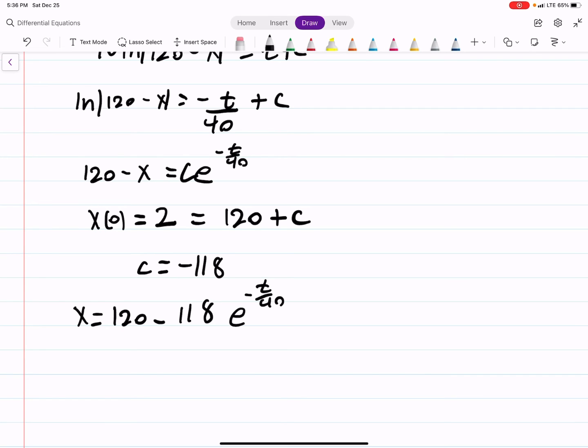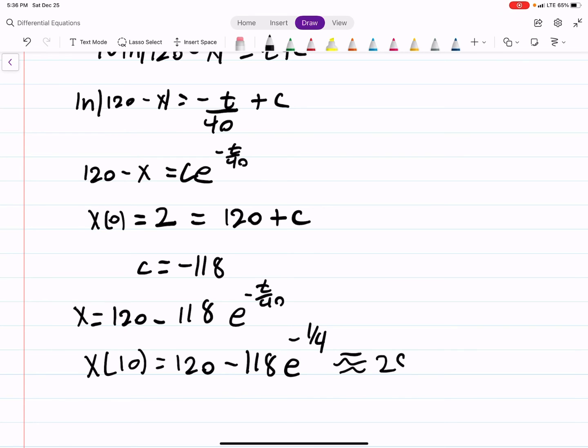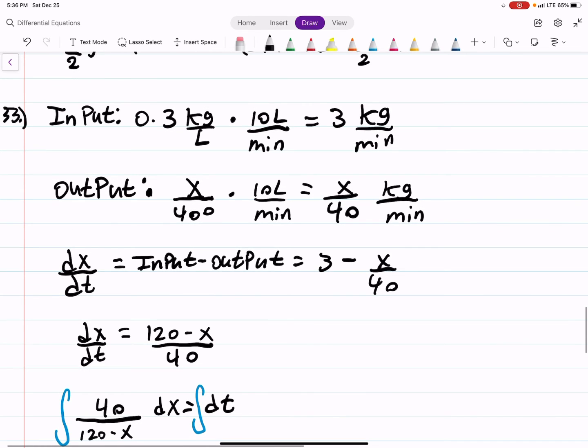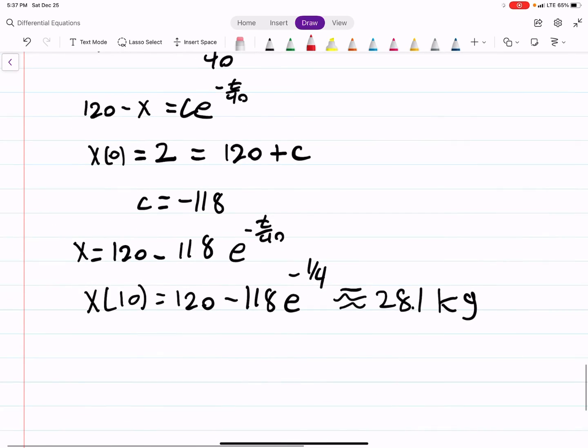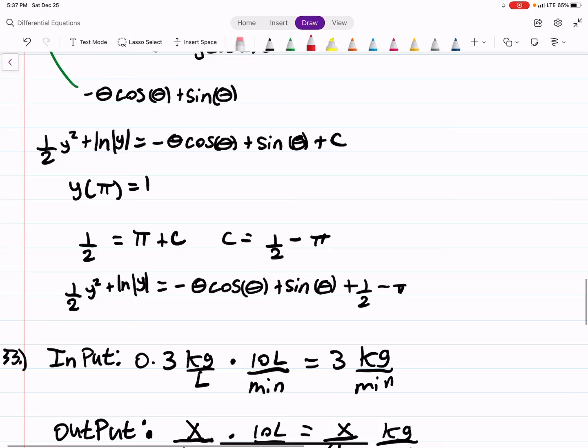And they want to know after 10 minutes how much is there? Well, now that we have our general solution, it's quite easy. We just have to plug in 10. So if you plug in 10, that's minus 1/4, which yields 28.1 kilograms. Okay. So honestly, I think the only hard part about this is setting it up like this. If you can get that, it's not particularly difficult. Everything else was stuff we did, so not too bad.